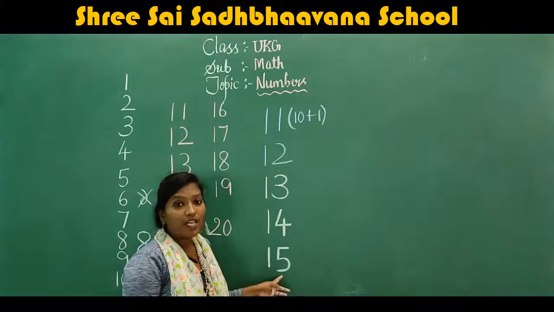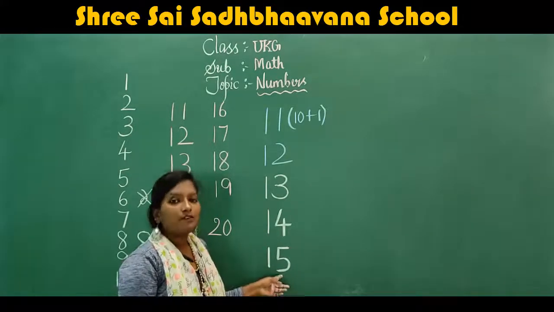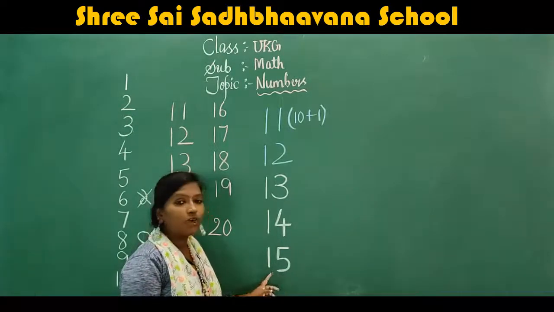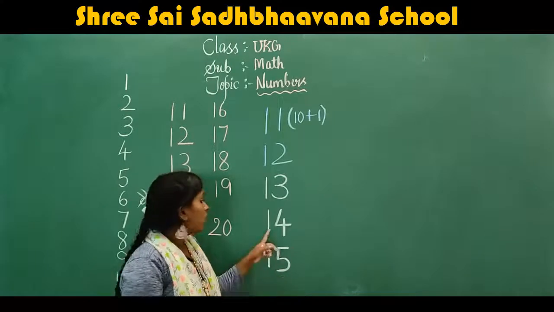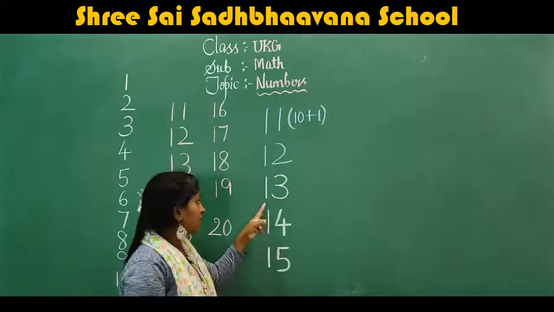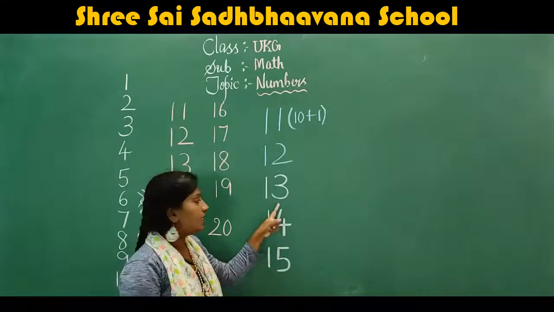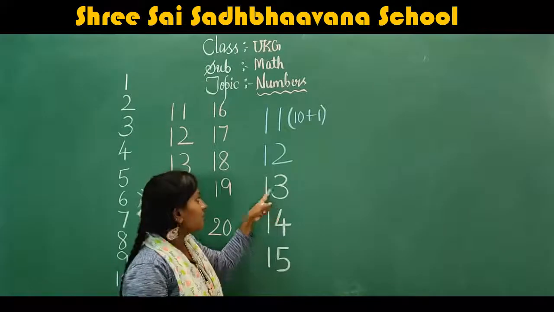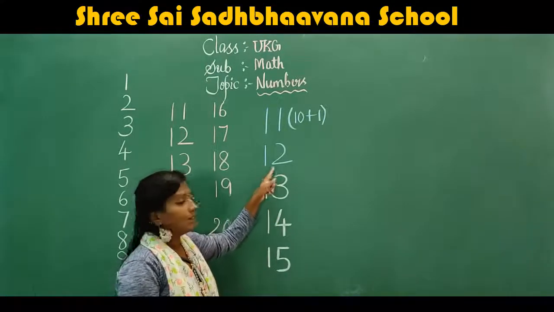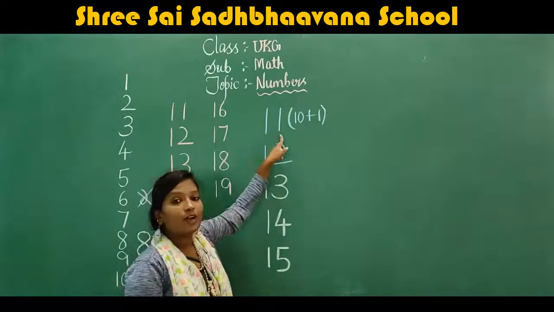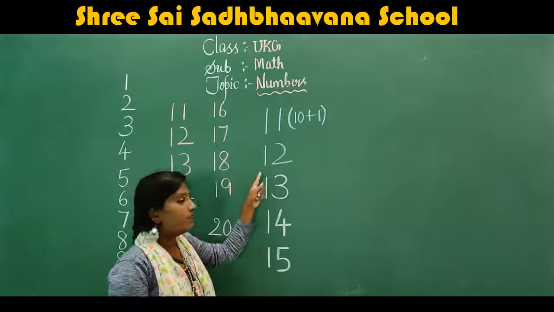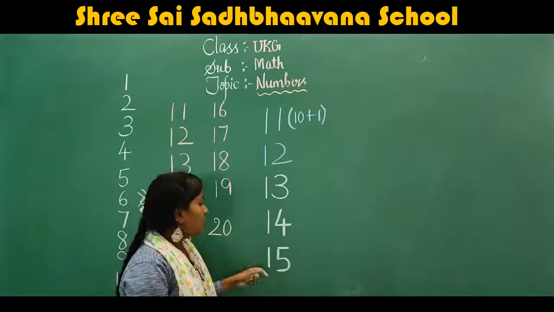10 plus 5, 15. 1 and 5, 15. 1, 4, 14. 1, 3, 13. 1, 2, 12. 1, 1, 11. So 11, 12, 13, 14, 15.